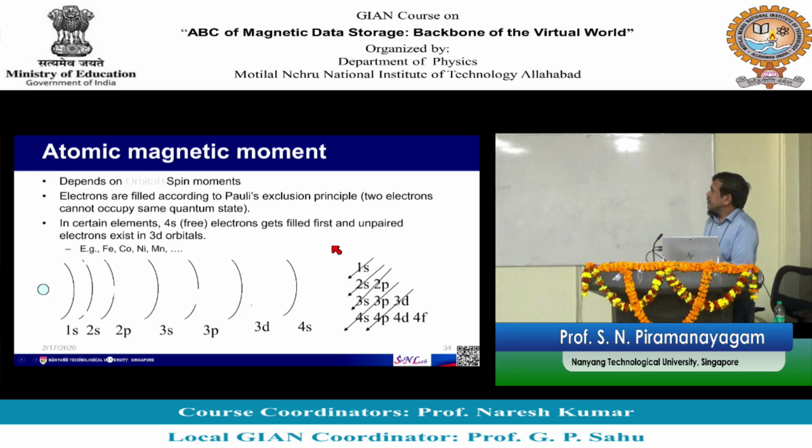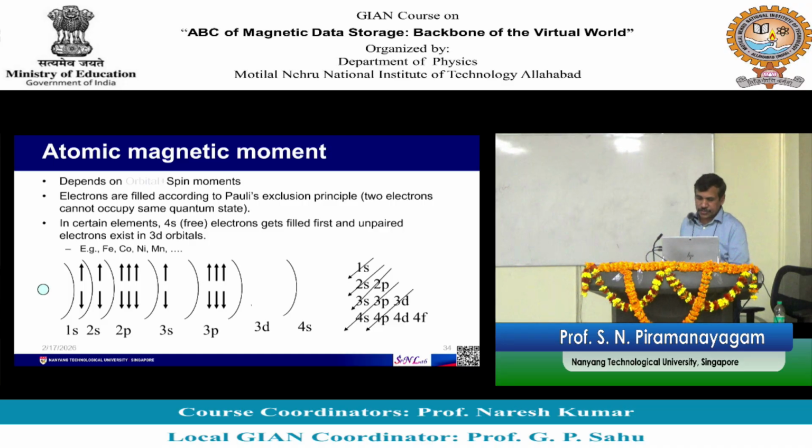If you take the 26 electrons of iron and start filling, first you will fill the 1s shell with 1 spin up and 1 spin down, then the 2s again with 1 spin up, 1 spin down, then 2p will have 6 electrons. So, there will be 3 spin ups and 3 spin downs, and 3s will have 2 and 3p will have again 6. Now, after 3p you fill the 4s.